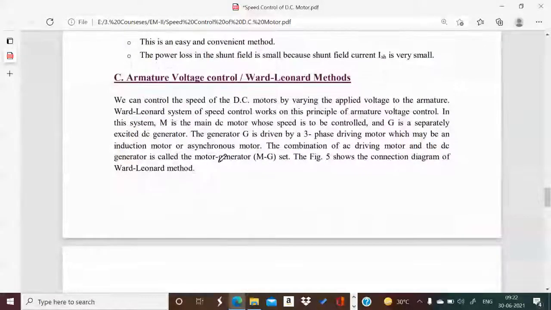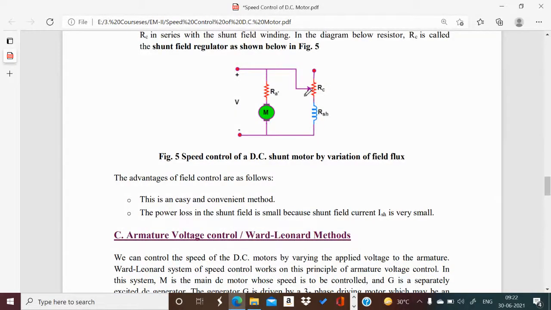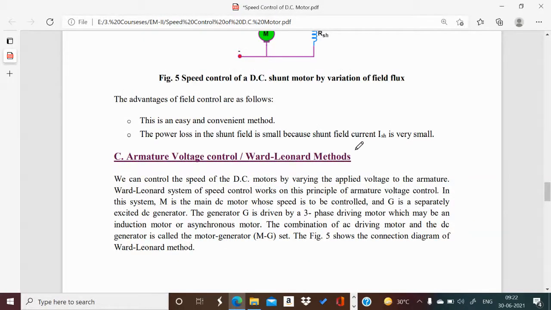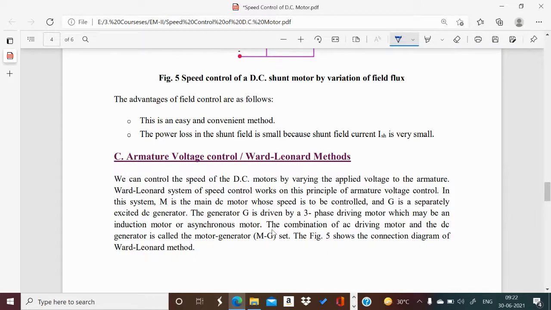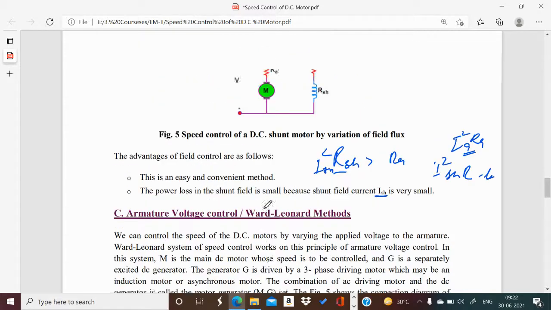And the power losses in the shunt field are small, because now power is lost only in this field, not in the armature. Shunt field losses are small because field current is very small, because we know that the shunt resistance is more as compared to armature resistance. If resistance is more, then shunt current is less as compared to armature current. If shunt current is less, that means I square R losses are less as compared to IA square RA. That means armature losses are more as compared to shunt field losses. So this will be the second way of controlling speed, either series or shunt.